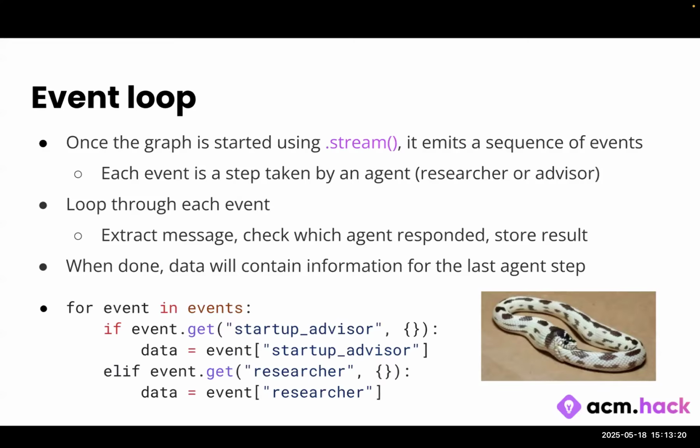So if you look at that little code snippet, we're just going through every single event in the events object. And then we're going to extract whether it was from our startup advisor or from our researcher. And when we're done with all the events, the data object will have the event for the last agent that was run.